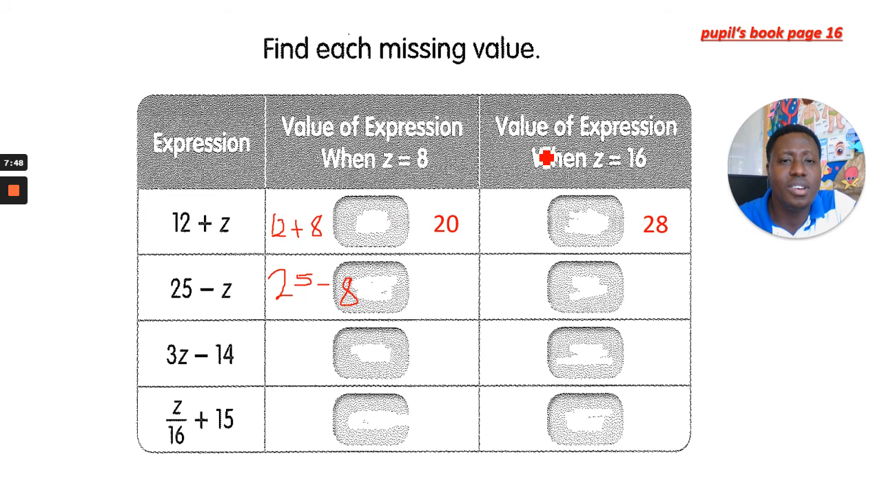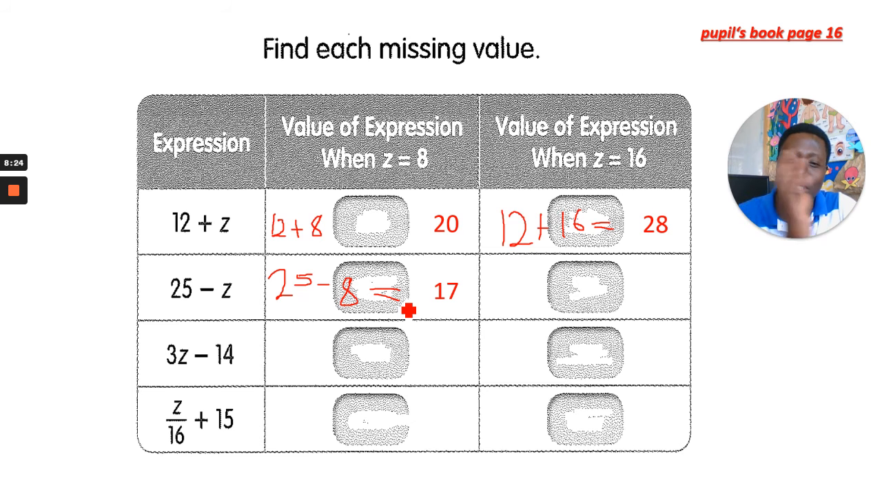All right. So z is 16. So we're going to get 12 plus 16. And that gives us 28. Then we come to the second row, which was 25 minus 8. And our answer is 17. I hope we got that correct. Sorry for the earlier mishap.